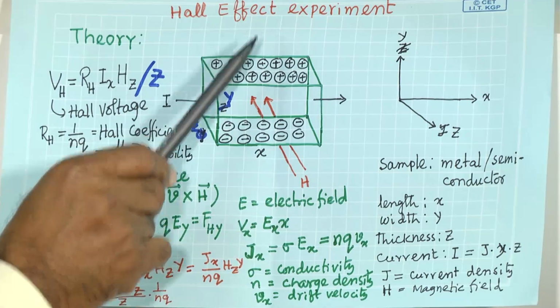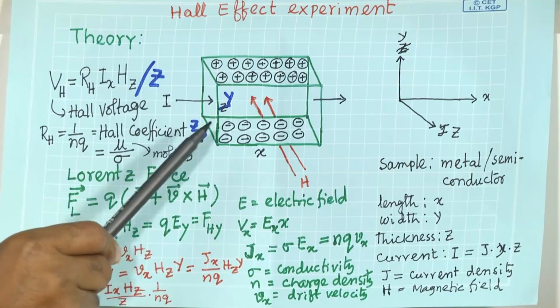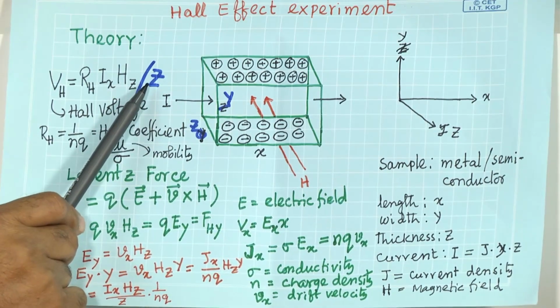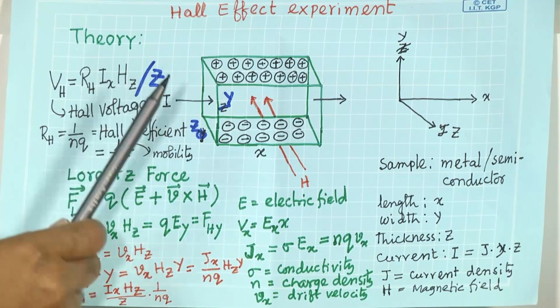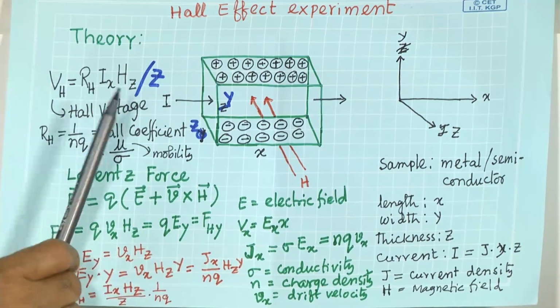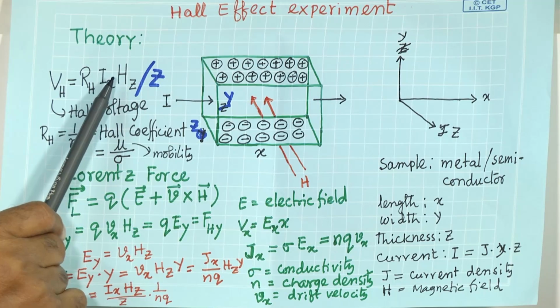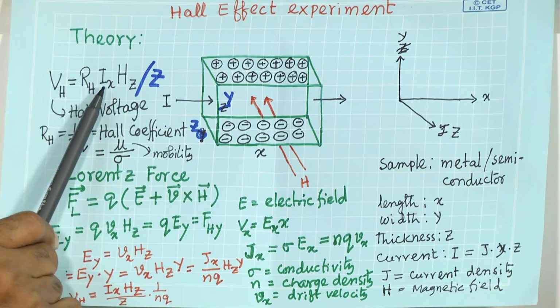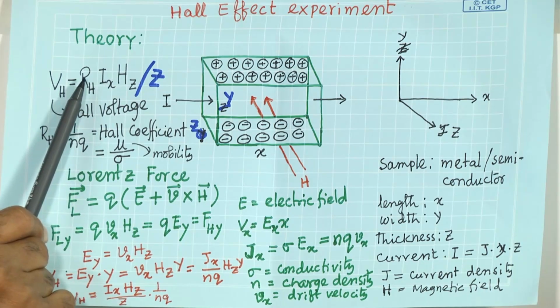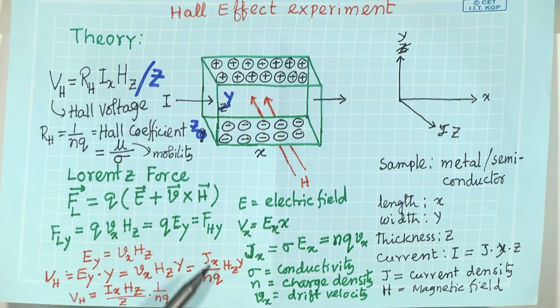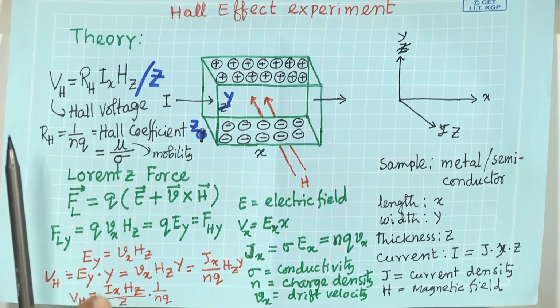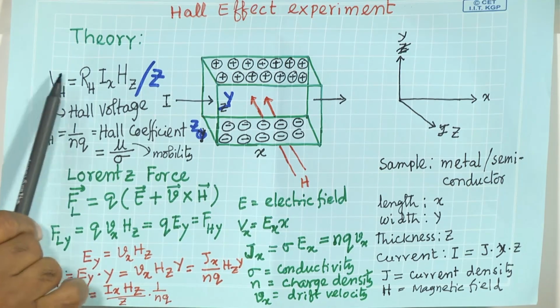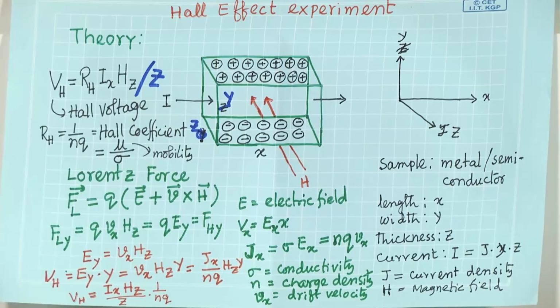Now, Z also is the sample geometry. So for a particular sample, Z is constant. If Ix is constant and RH, the carrier density for a particular sample, is constant, then RH is constant. So VH will be proportional to Hz.